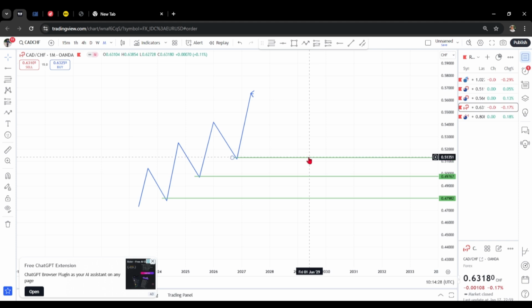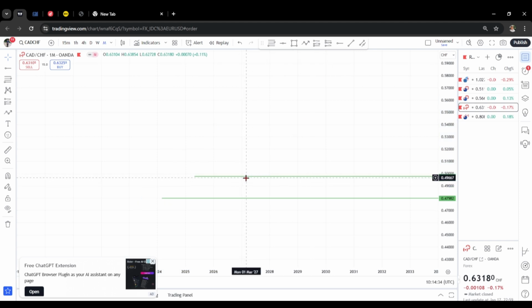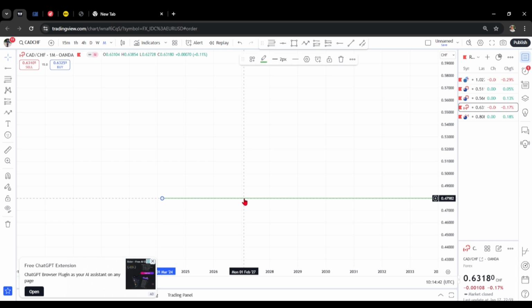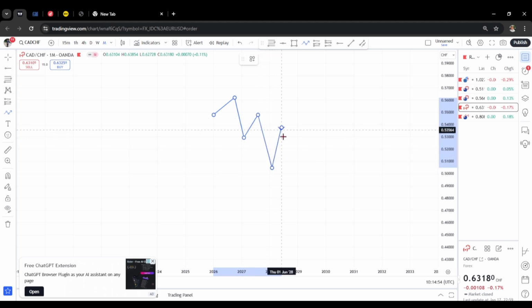Let me just remove all these things. So guys, same thing on a bearish market. The market will be making lower lows and lower highs. So in a bearish market, you will see the market doing something like this: go up, come down, lower low, lower high, doing something like this.